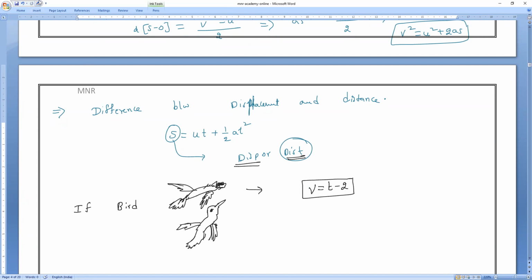Okay, so what is the function? The velocity of the bird is given as v equals t minus 2. Now they are asking, find the distance covered in 0 to 4 seconds. Between 0 and how many seconds, all of you?